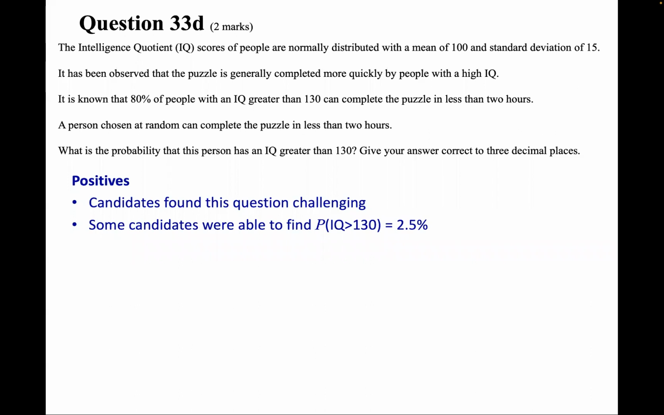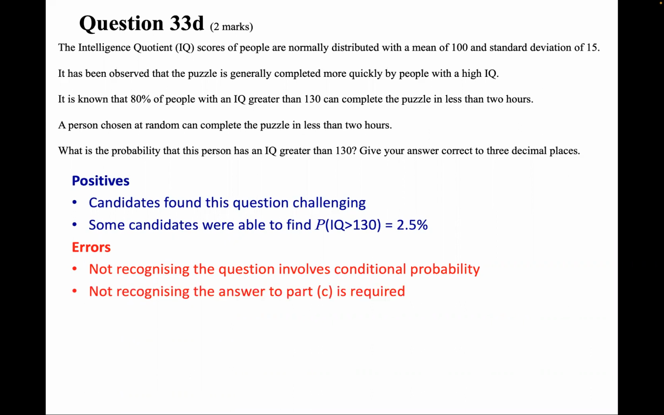Now, some of the candidates looking at this question were able to look at the mean of 100 and the standard deviation of 15, and they were able to play around and generate that an IQ greater than 130 represented 2.5% of our population. That was actually a good start, but it wasn't enough to answer the question. A lot of students didn't recognise this as a conditional probability question. If you haven't downloaded the examiner's comments and the sample solutions from NESA, I would suggest you do so, and you'll be able to see that this question is definitely a conditional probability question.